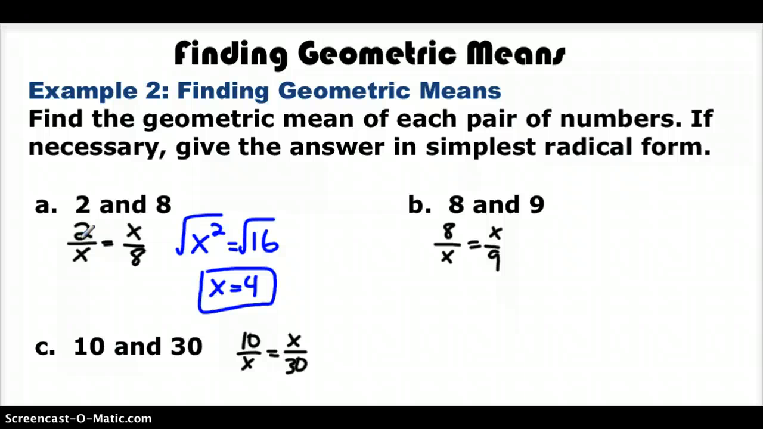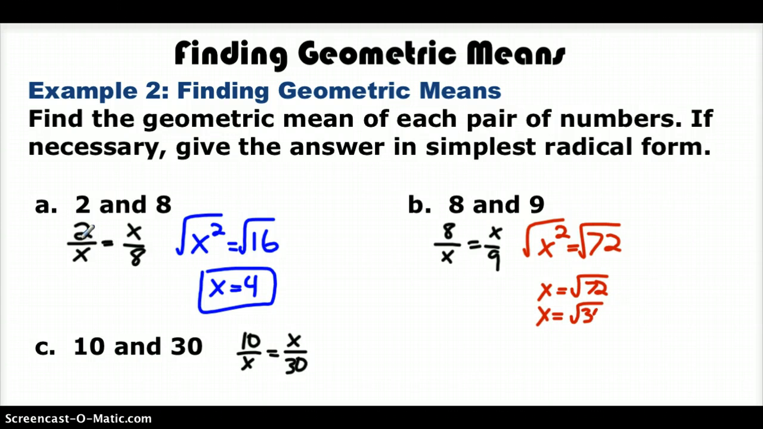And so again, on this next part, we're just going to use the cross products property and say that x squared is going to be equal to 72. If you take the square root of each side, we'll then get x equals radical 72, which I know I can split up into 36 times 2. So I'm going to say x equals radical 36 times radical 2, which gives me a value of 6 radical 2 as the geometric mean of those two numbers, 8 and 9.